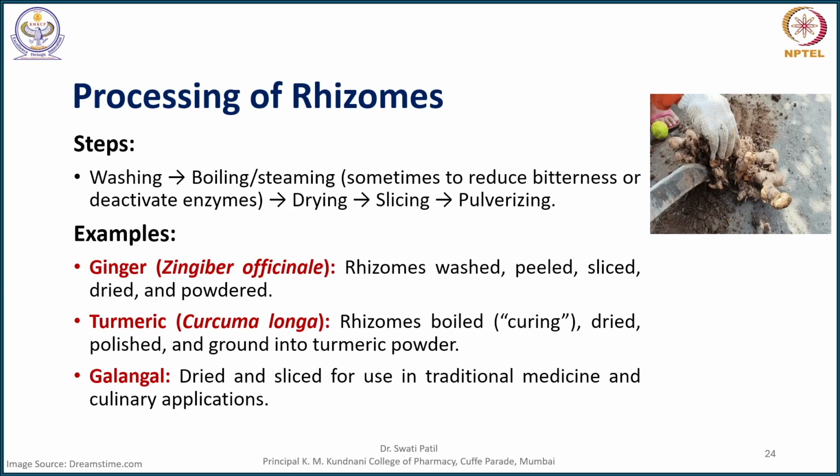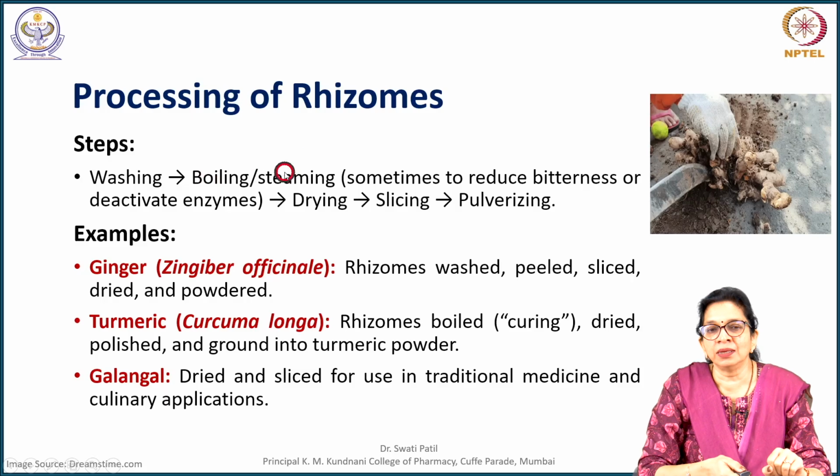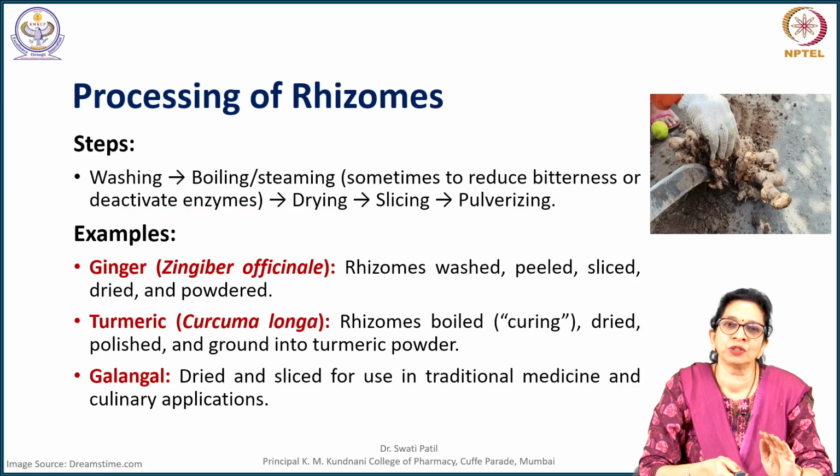Processing of rhizomes: washing, boiling and steaming. Sometimes rhizomes are boiled and steamed to stop the vegetative growth. Else, when we collect rhizomes like ginger or turmeric, when they are stored, it may give rise to new shoots. So, boiling or plunging them in warm water may stop the vegetative growth. It also reduces bitterness or deactivates some enzymes which may stop the conversion of bioactives. Ideally, they may be cut into slices and then dried, or they may be pulverized.